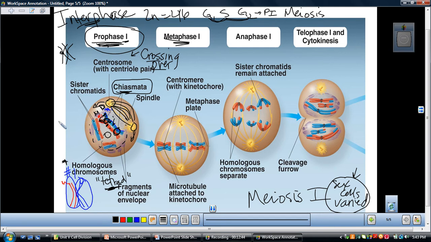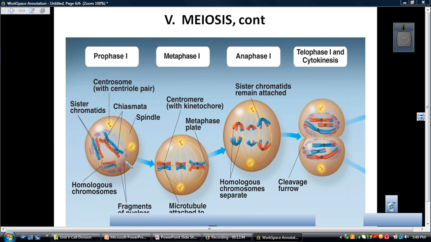meiosis. The major, major point that you need to make sure you have written down is that we don't have sister chromatid pairs. We have tetrads or homologous chromosomes so that we can go through crossing over to create genetic variation. Okay, that's the big thing. All right, now the next one, I'm going to get a clean slate here.